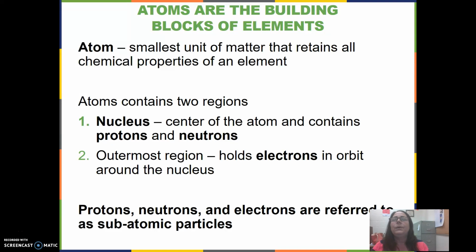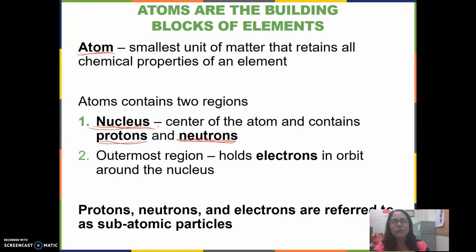So the definition of an atom is that it's the smallest unit of an element that retains all the chemical properties of that element. So it's just the very smallest particle that you can find of an element. But there are smaller particles than atoms. Atoms contain particles within the atom called subatomic particles. So those are protons and neutrons, which are found in the center of the atom called the nucleus.